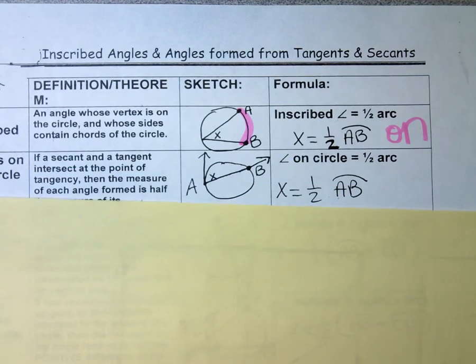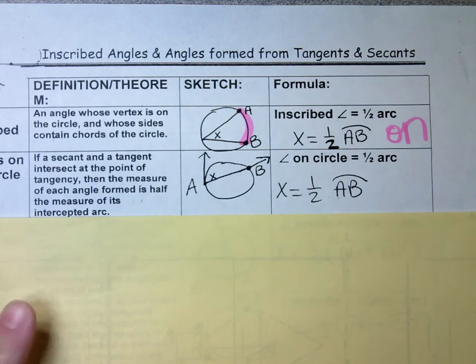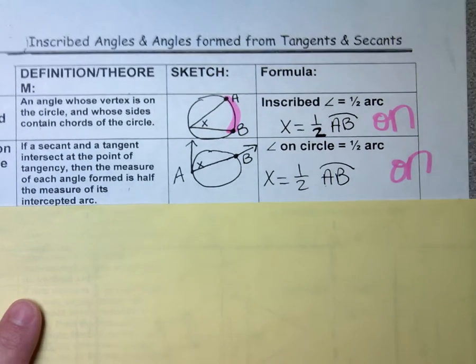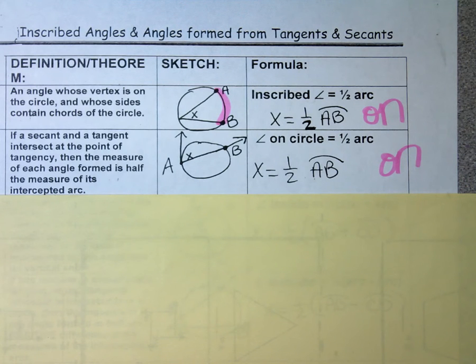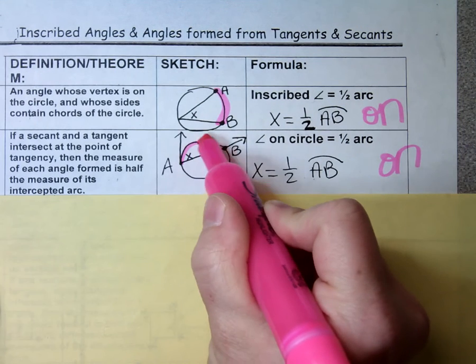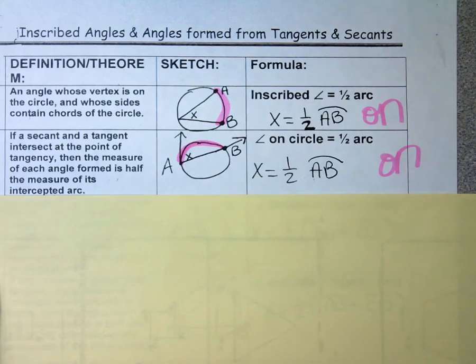Okay, and we're going to call this one "on." Do you see how the vertex is on the circle? Today we're going to be talking about on, inside, outside. If the vertex is on the circle, we're always going to use this formula: half of the arc. Now this has a tangent. Remember, a tangent only intersects a circle in one spot, and a secant is a line that contains a chord. But because the vertex is on the circle, we use the formula half of the arc. Once again, it's half of the intercepted arc, and the intercepted arc is arc AB.